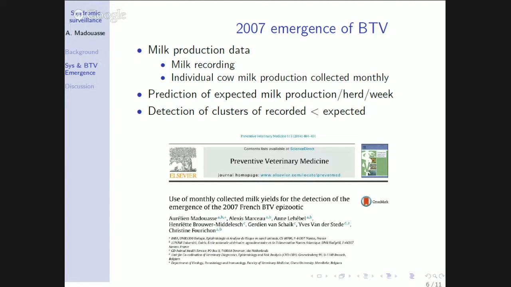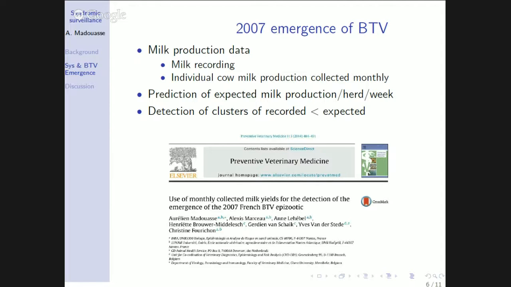So one source of data we investigated was milk production. We used milk recording, which is equivalent to DHI that was mentioned in the first talk of the afternoon. With this, we have individual cow milk production collected monthly. In France, it represents approximately 60% of dairy herds. So it's massive databases, and we can follow herds in time quite well.